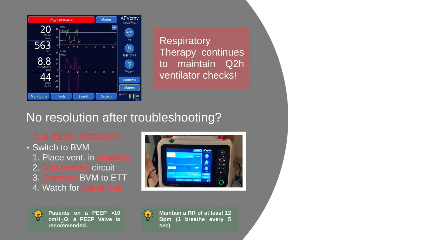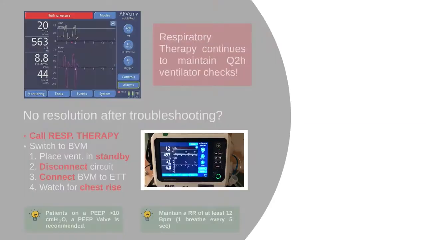If your patient is on a PEEP of more than 10, a PEEP valve is recommended, and respiratory therapy will make sure that your BVMs do have a PEEP valve attached. Keep in mind that we're still going to continue to have Q2 checks, ventilator checks, if we have a patient in the emergency department as per our ventilator policy.